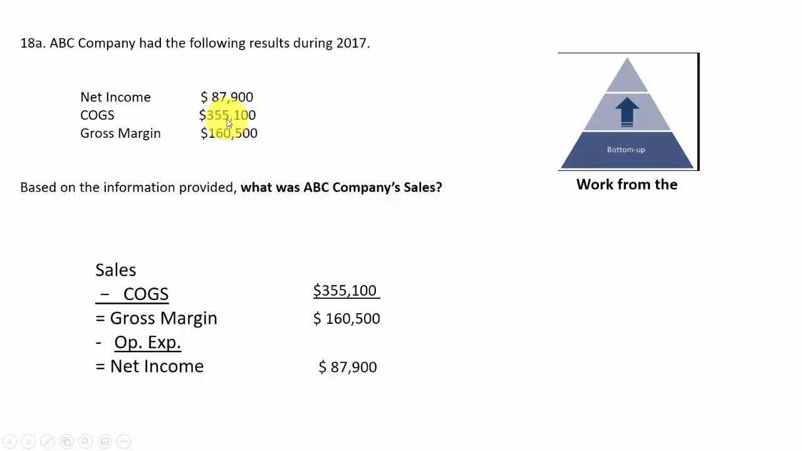So cost of goods sold is $355,100. We don't have to figure out operating expense, but we do need to figure sales out because that's what the question wants to know. So something, which is sales, minus $355,100 equals $165,000. How do you get that unknown? Well, you just add these two together, right? And when you add them together, you get sales of $515,600.